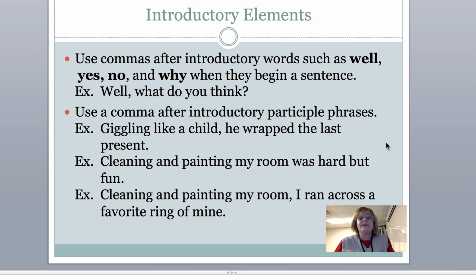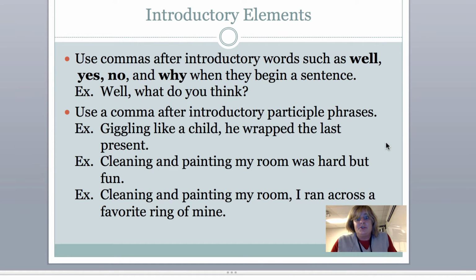Next rule, introductory elements. Use a comma after introductory words such as well, yes, no, and why when they begin a sentence. The example, well, what do you think? These words, if they're at the beginning and they have a comma after them, signal just a little bit for the reader. The reader is intended to have a little pause after saying them and a little emphasis on the word, and that shows how it's supposed to be read or said.